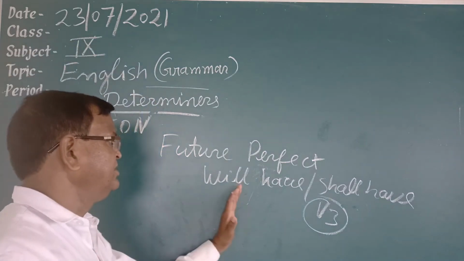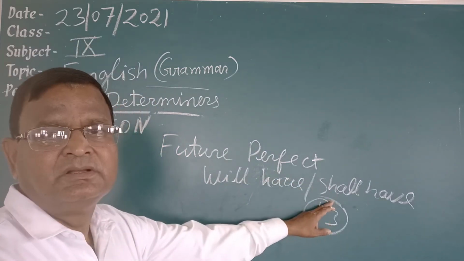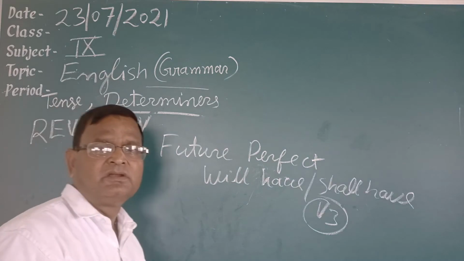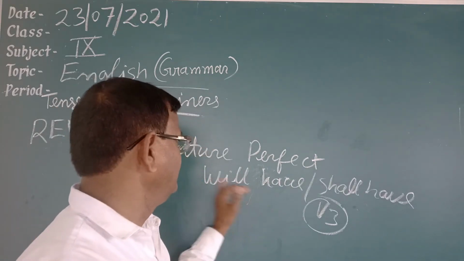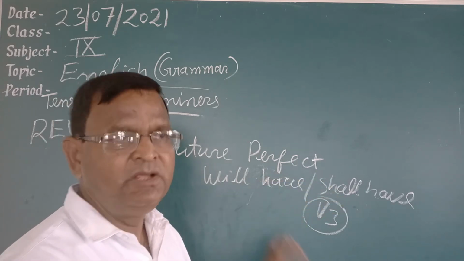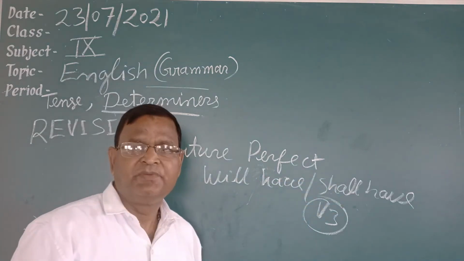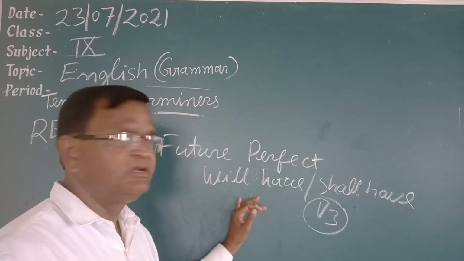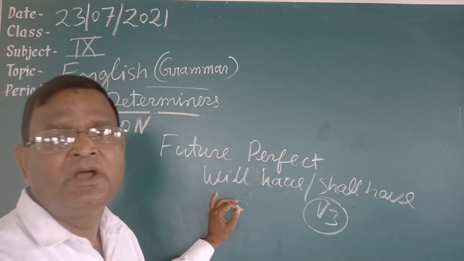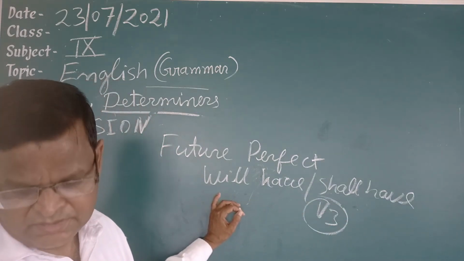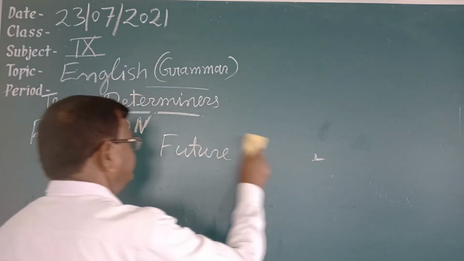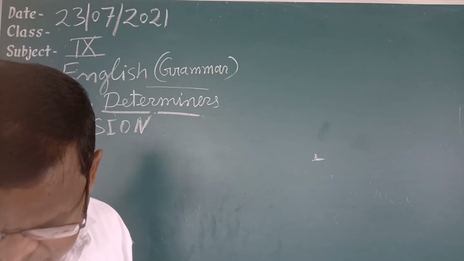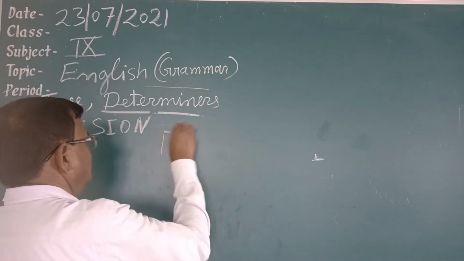Students, in negative, after will or shall, not is used. They will not have played cricket. You will not have taken tea. If interrogative, then will or shall comes at first. Will you have purchased a pen? If an interrogative word comes at first, when will you have taken tea? In this way, in this tense, students, will have and shall have, 2 helping verbs are there, and verb third form is used. Now see the last, future perfect continuous tense.